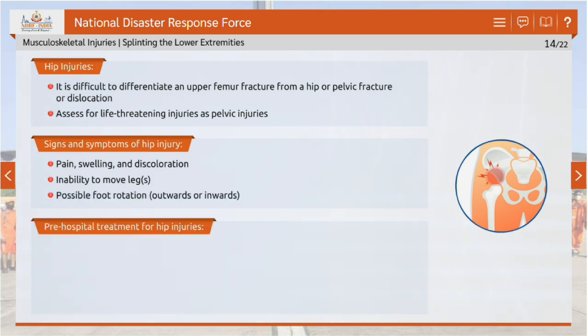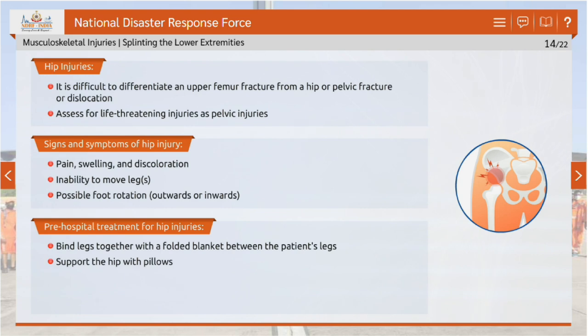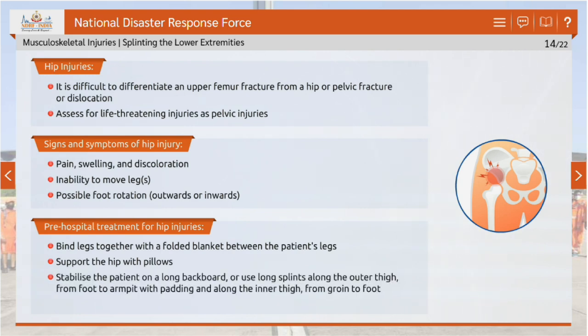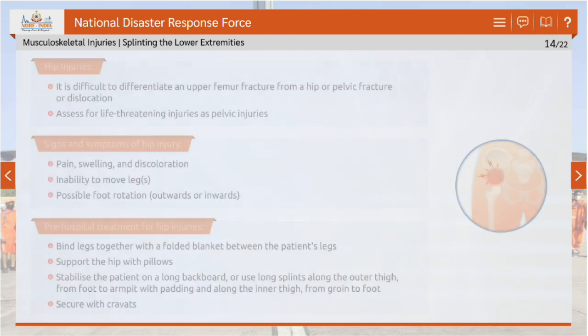Pre-hospital treatment for hip injuries: bind legs together with a folded blanket between the patient's legs, support the hip with pillows, stabilize the patient on a long backboard, or use long splints along the outer thigh, from foot to armpit with padding, and along the inner thigh, from groin to foot. Secure with cravats.